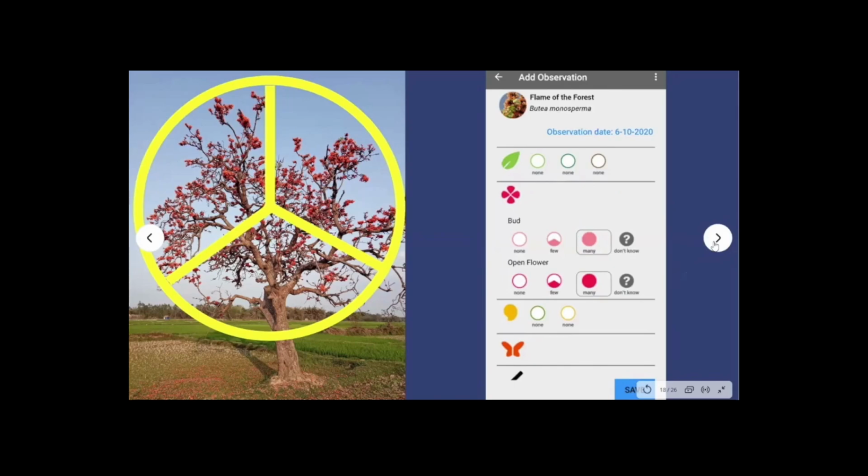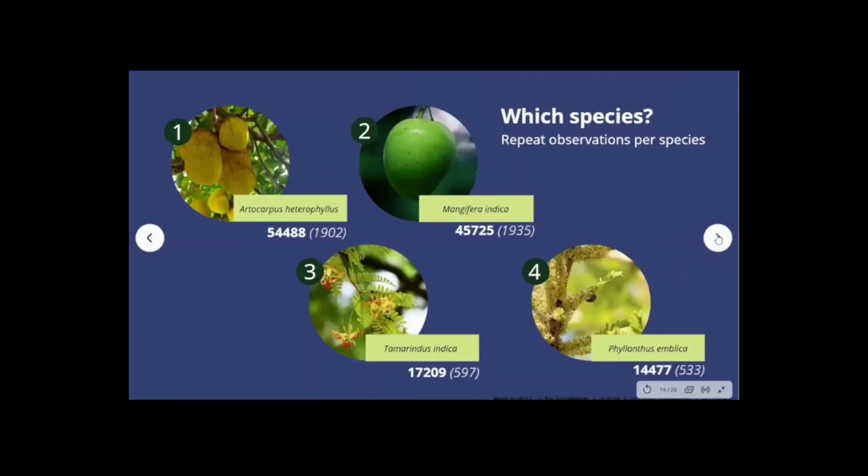This takes hardly 5 minutes of your time. So I will encourage all of you to go out there and pick a tree that you would want to observe and start observing it right away.